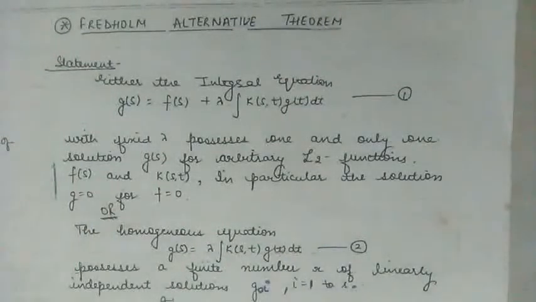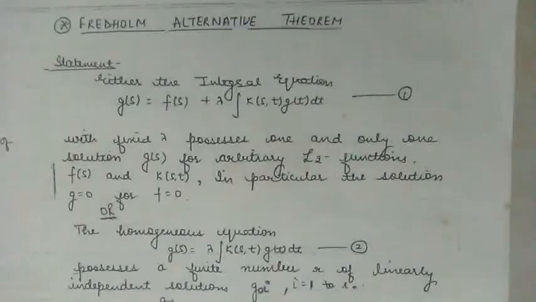Good morning, students. Yesterday we discussed the conditions for which a given Fredholm integral equation has a unique solution, and that condition is that the determinant of the corresponding algebraic system is not equal to 0. Today we will discuss the case when the determinant is 0. In that case, the given equation has either no solution or an infinite number of solutions.